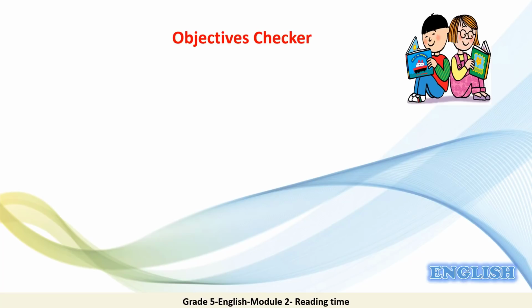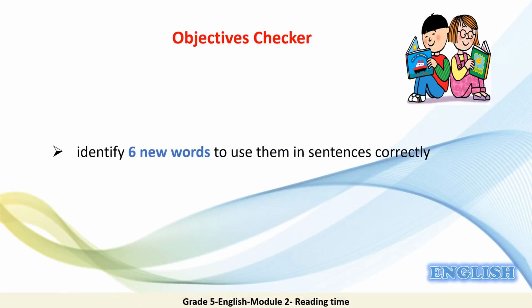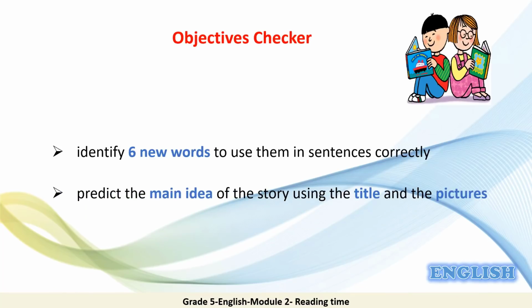I think we have just achieved our objectives today successfully. We have identified 6 new words and we have used them correctly in sentences. We have also predicted the main idea of the story using the title and the pictures. And we have read the story and we answered detailed questions.